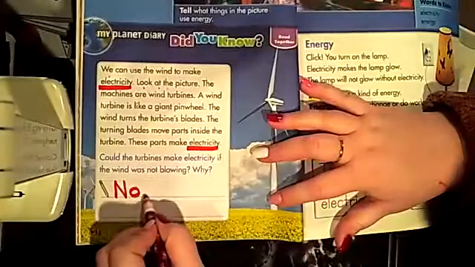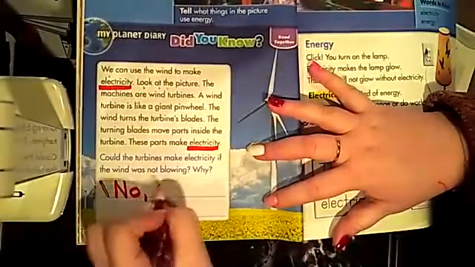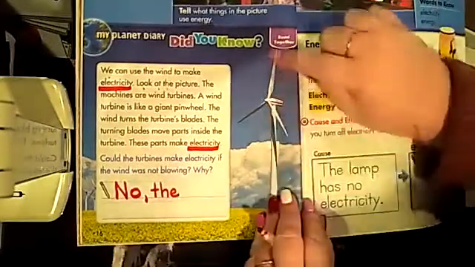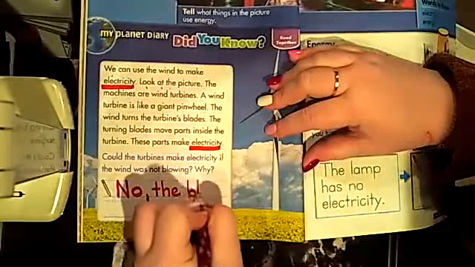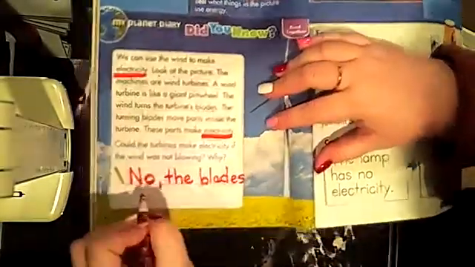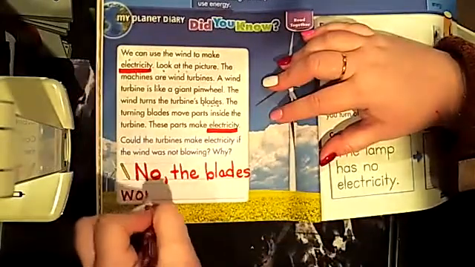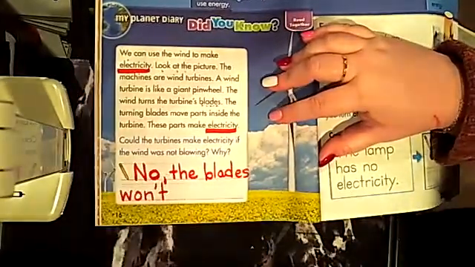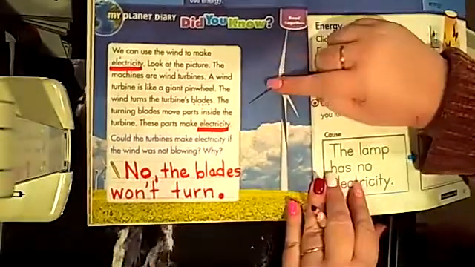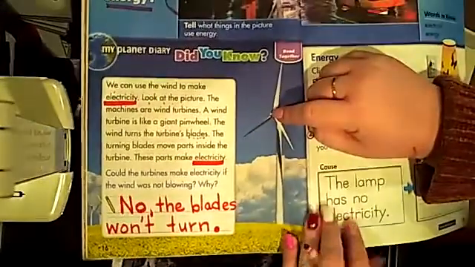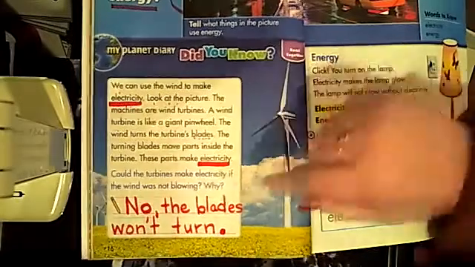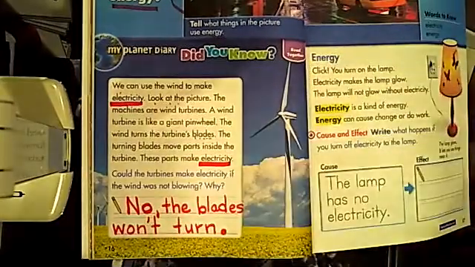Could the turbines make electricity if the wind was not blowing? Why? No. And these things are called blades. And I can find that word right here if I need it. Won't, and that's a contraction, so I need that little apostrophe, turn. Because remember, we need these blades to turn if we want to make electricity. Now make sure you have a capital N, the blades won't turn, and a period. I even put a comma there. Feel free to add that.